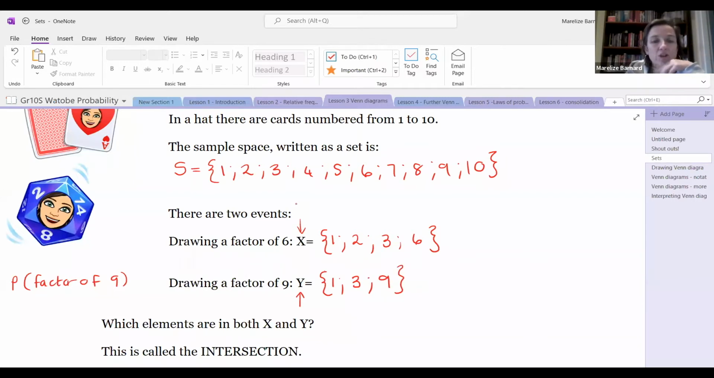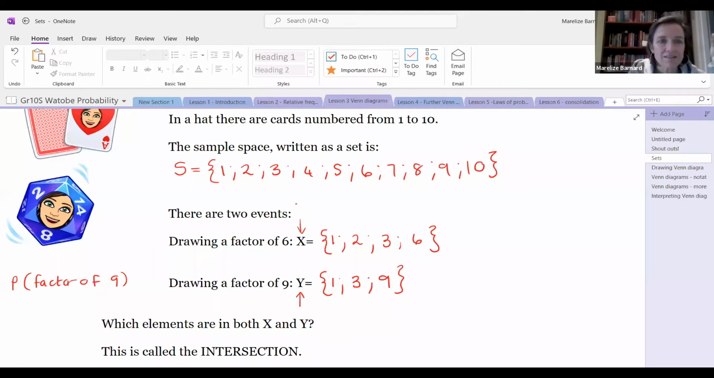Now, if we look at event X and event Y, those sets that we've listed, do they have anything in common? Are any of the elements both in X and in Y?